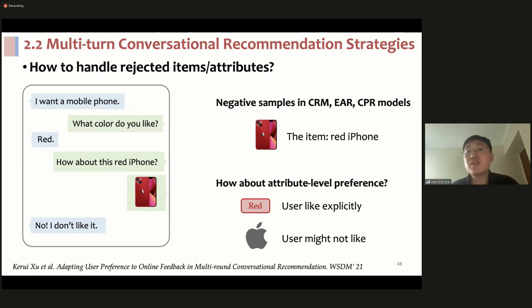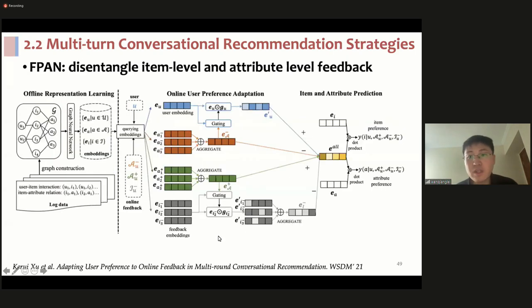But actually we don't know whether what the user likes is red, or whether the user dislikes red or iPhone or both. We don't know, right? But during conversation, we need to consider this phenomenon. For example, if the user rejects a red iPhone, but he said he liked red, then we can infer that what the user dislikes is the Apple brand, right? Okay, so based on this intuition, the authors propose a method.